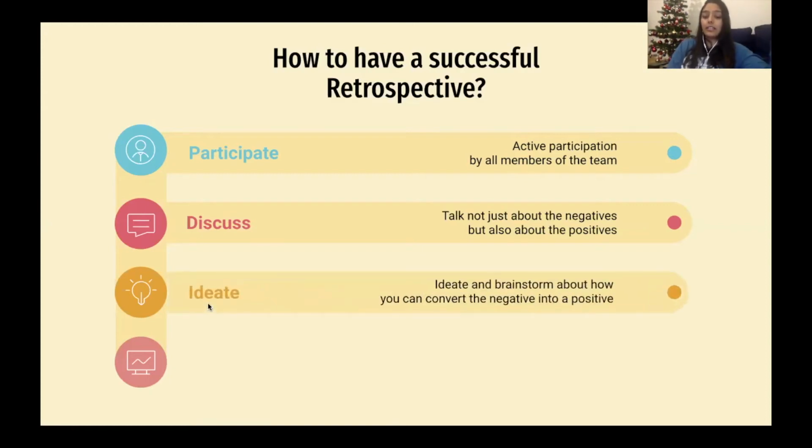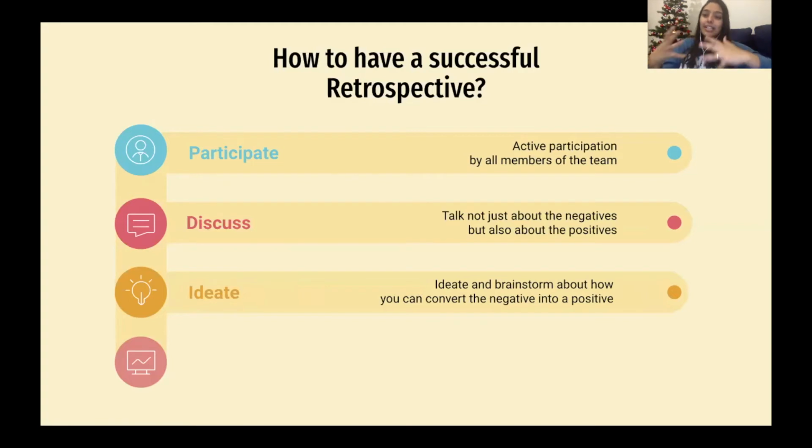Ideate and brainstorm together about how you can focus on those negatives and make them into positives, how you can take the positives and take it one level higher. And this has to be done together. You cannot just put the burden of it on, say, a team lead or on a product owner or on a scrum master.